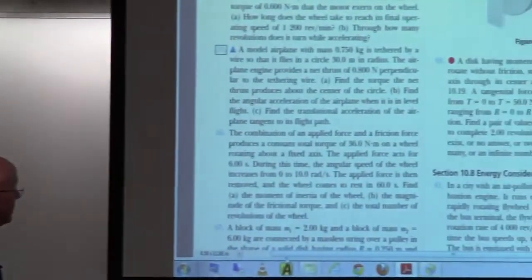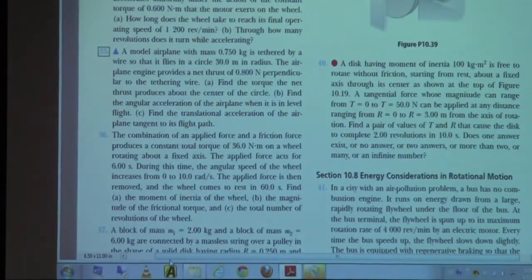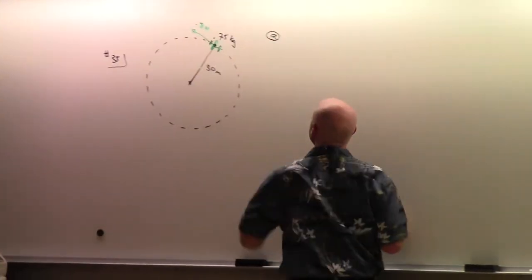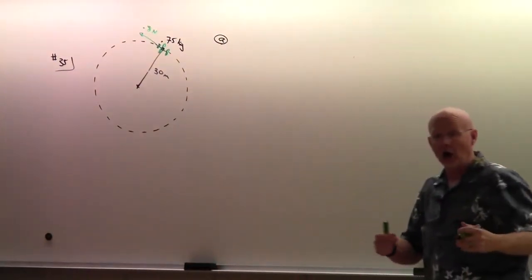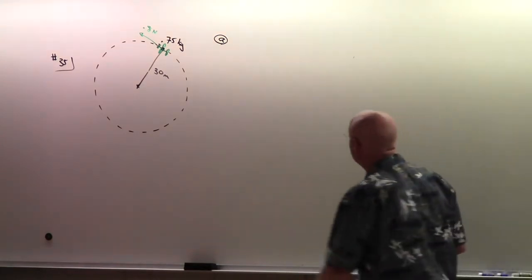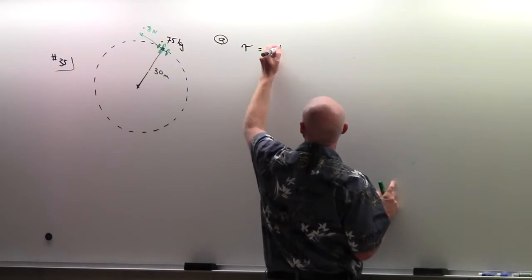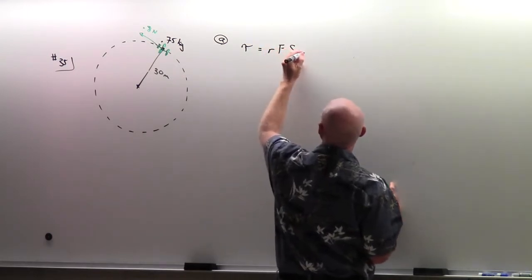Here's A. Find the torque that this net thrust produces about the center of the circle. Well, in our discussions last week, as we got towards the end of chapter 10, our last discussion on Wednesday was about this quantity called torque. And we said it was made of 3 factors.